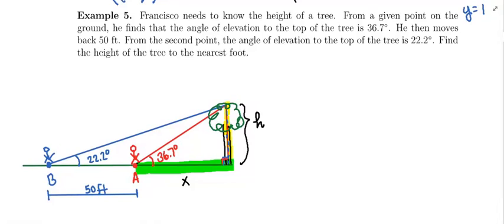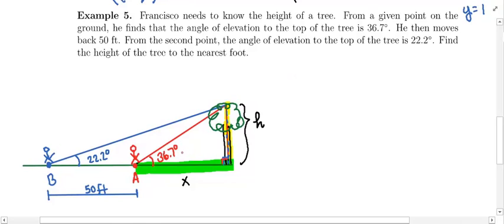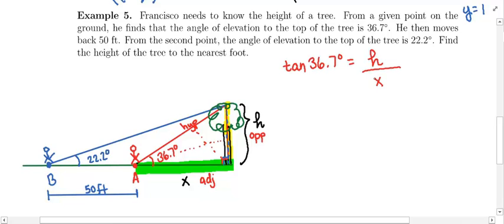Let's focus on the red triangle here. If we look at this red triangle, this height is the opposite side, and across from the right angle, that's the hypotenuse, meaning this X value is the adjacent side. So I'm going to use tangent here, for opposite over adjacent. I know that the tangent of 36.7 degrees is equal to the opposite side, which is H, over the adjacent side, which is X. We don't know that.